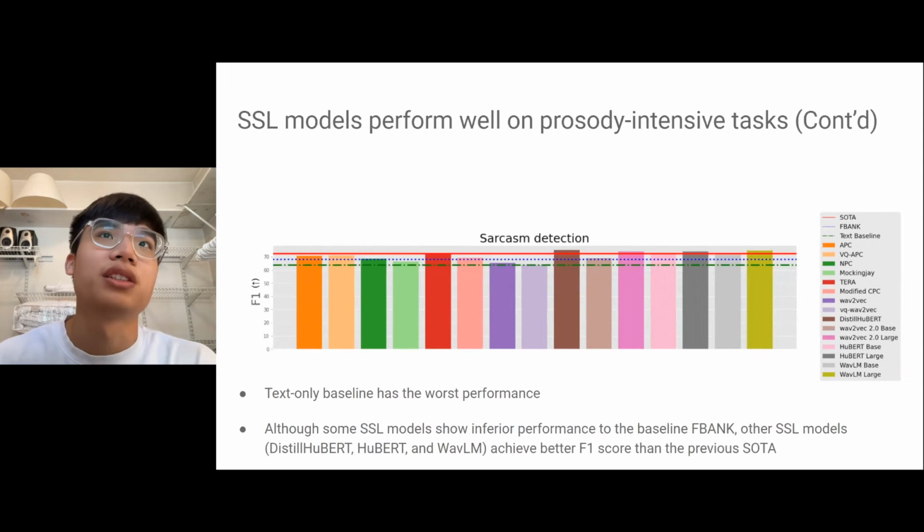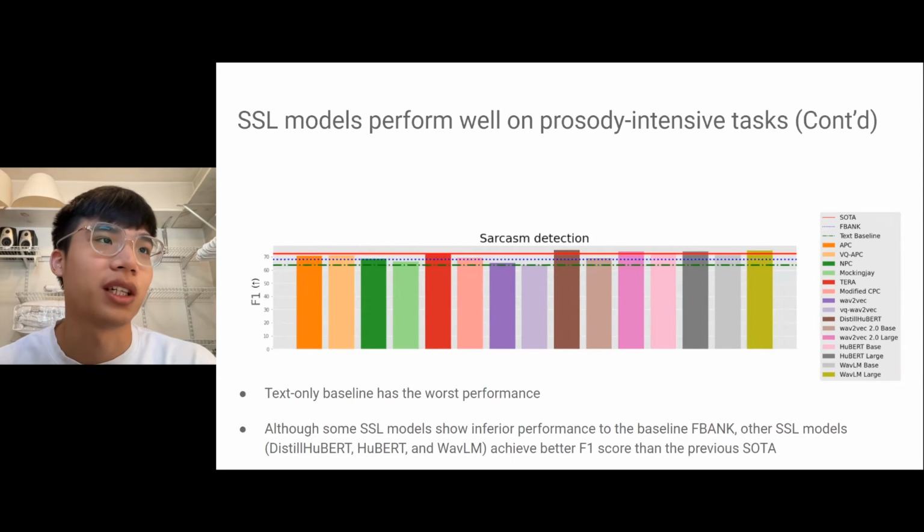This is the result for the sarcasm detection downstream task. We can see that the text-only baseline has worse performance, which indicates that this downstream task requires acoustic information beyond content for the prediction. Although some self-supervised models show inferior performance to the baseline FBank feature, other SSL models reach remarkable performance, like DistilHuBERT, and WavLM even achieves better performance than the previous SOTA.